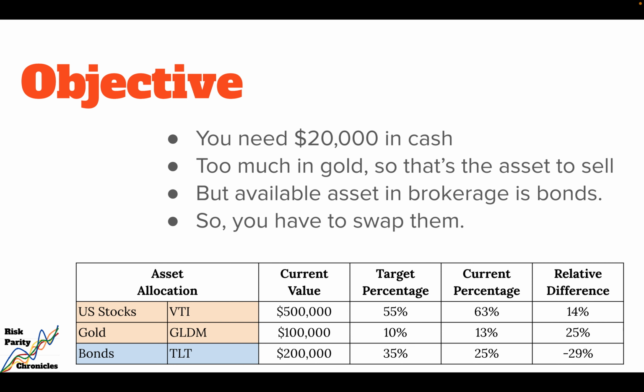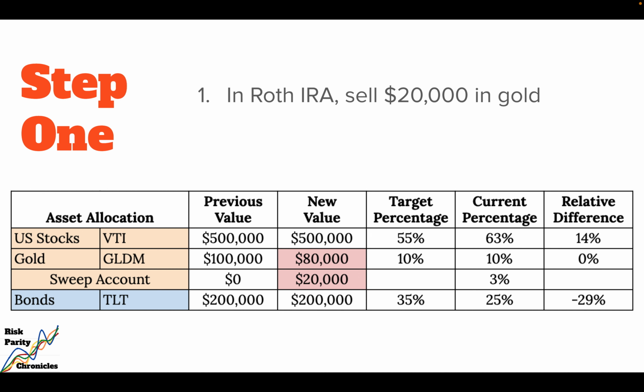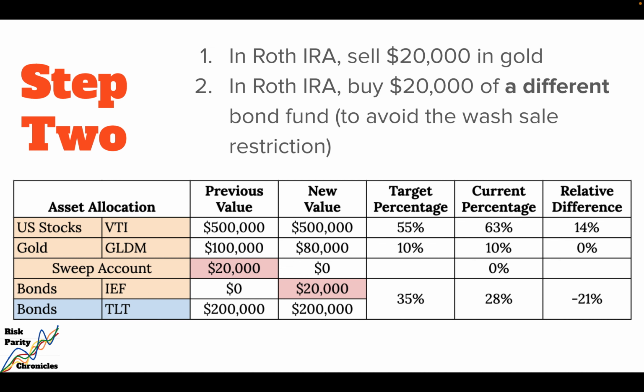Step 1, in your Roth IRA, sell $20,000 in gold. Now, sell, but don't withdraw, if that makes sense. You're going to sell it and the money will go into your sweep account, which is your transitional account within your Roth IRA. So you went from $100,000 down to $80,000, and now you have $20,000 sitting there in your sweep account. Step 2, right away, you can, in your Roth IRA, buy $20,000 of a different bond fund. This is to avoid the wash sale restriction, as you'll learn about in the next video.